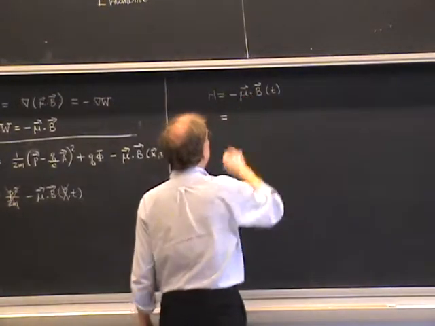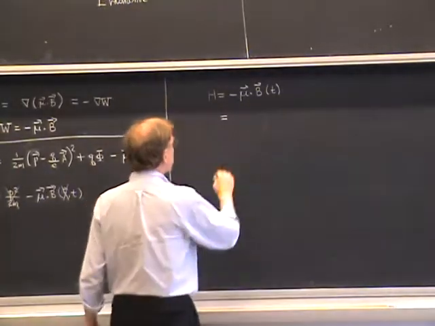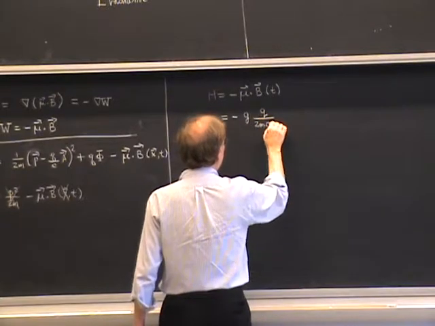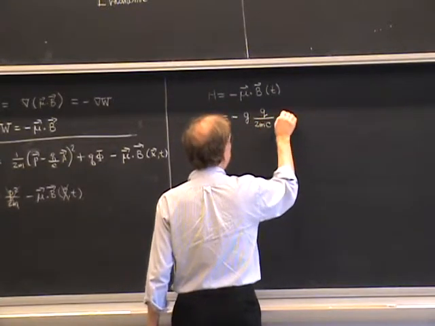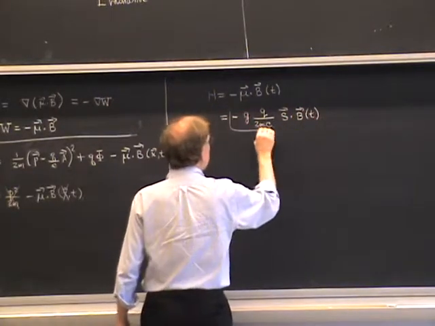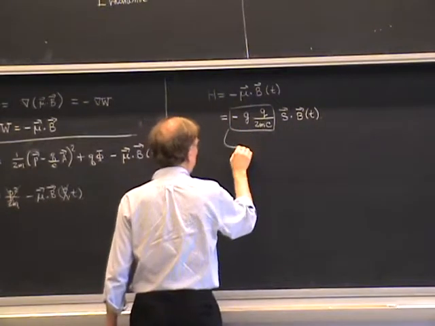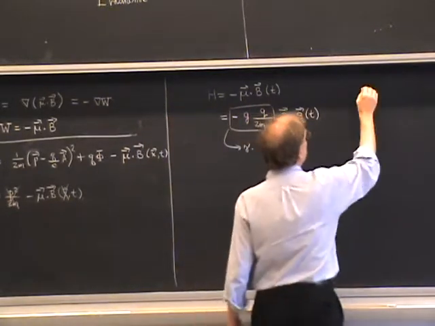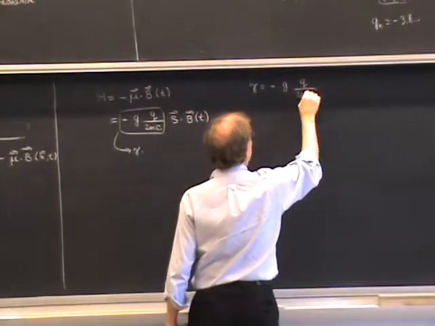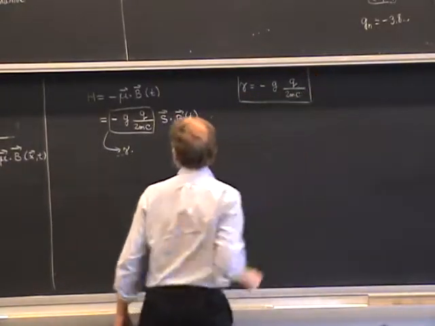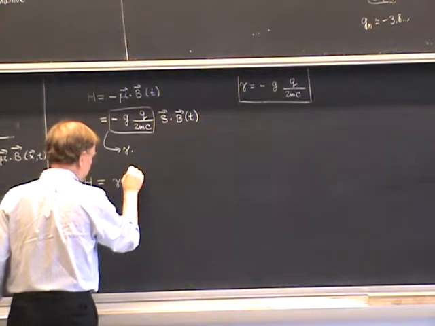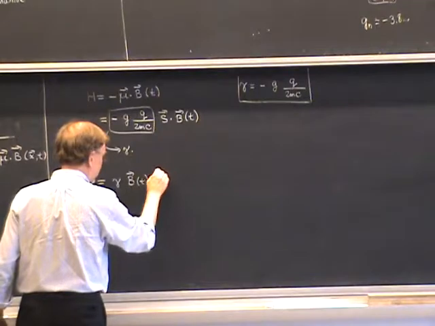Now, plugging in the expression for the magnetic moment in terms of the spin, this becomes minus the g factor times the charge over 2mc times the spin operator dotted into the magnetic field. And I'm going to take this entire quantity here and define it to be gamma, just to give it a brief name. I'll summarize it over here. Gamma is equal to minus g times q over 2mc, like this. And so the Hamiltonian then becomes H is equal to gamma times the magnetic field B, which in general is a function of time, dotted into spin.